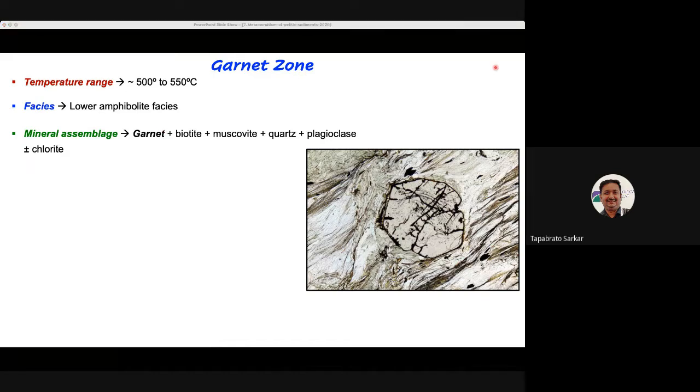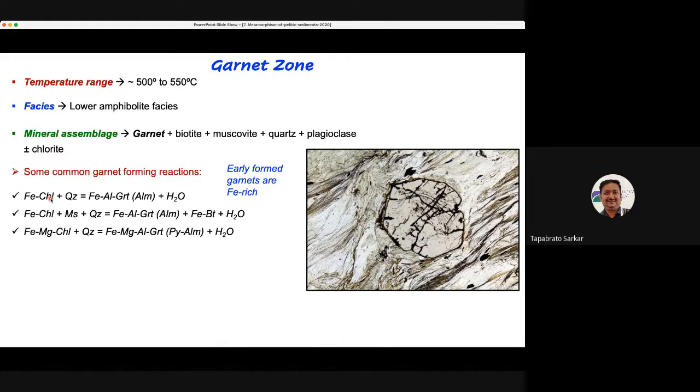So garnet in a pelitic rock appears in the lower amphibolite facies conditions, with temperatures around 500 to 550 degrees centigrade. So when you find garnet in the rock, you know that you have already entered the amphibolite facies condition. Now the question is, what are the reactants? What are the reactions which lead to the formation of the garnet? You see that the dominant reactant is chlorite. Out here, chlorite, chlorite, chlorite. Even if you don't remember the exact reactions, the dominant reactant is chlorite.